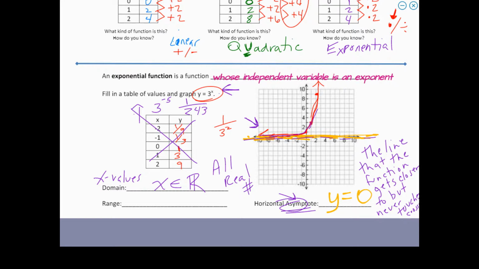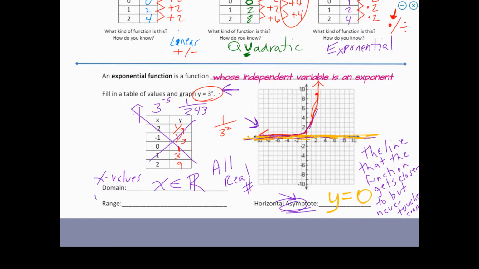It's another notation that you need to be aware of for the STAR test. Sometimes it writes all real numbers, sometimes it writes it like this. We don't write from negative infinity to positive infinity until algebra 2. So you need to know all real numbers.